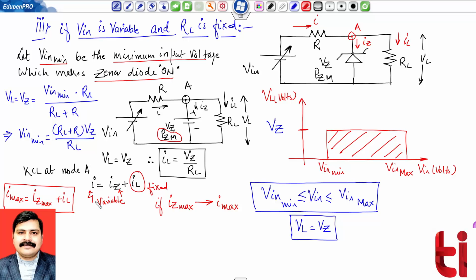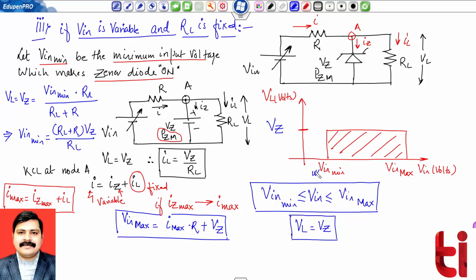Now, what is the value of Vin max? What is Vin max? You can check, it is the drop across this resistance plus this VZ. So now it is I max into R plus VZ, and our job is completed. You can check, we have calculated this.